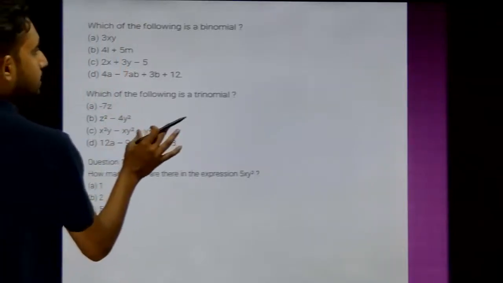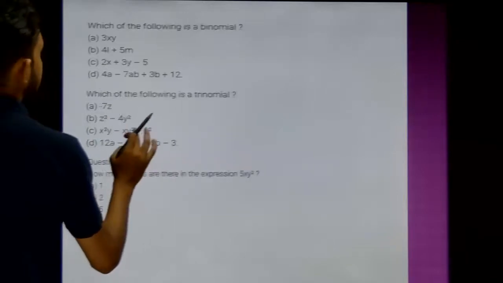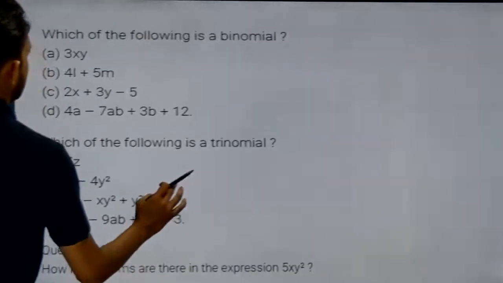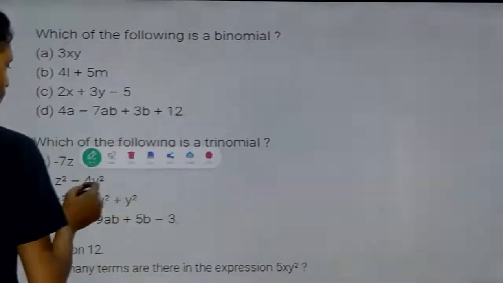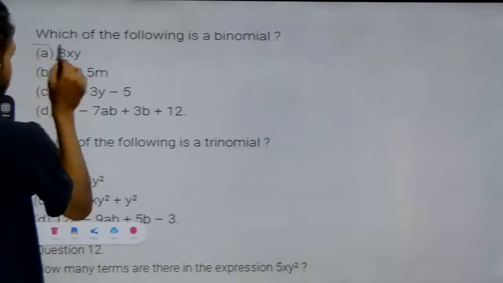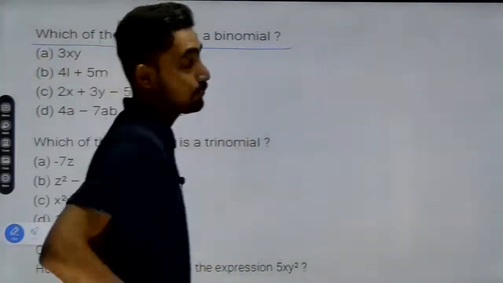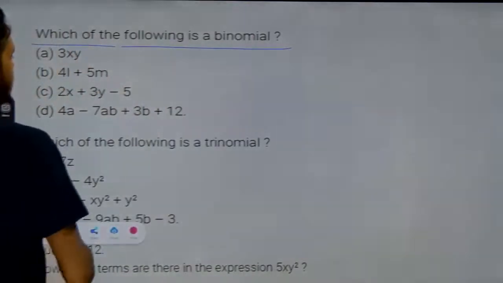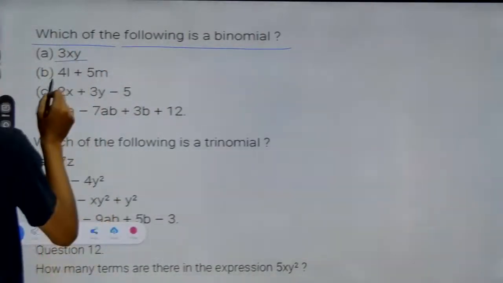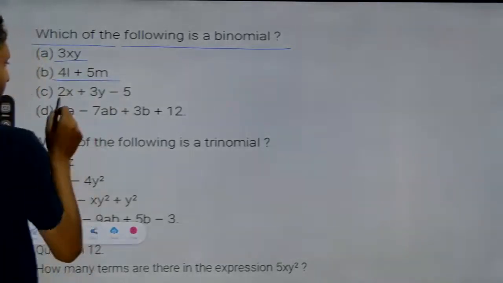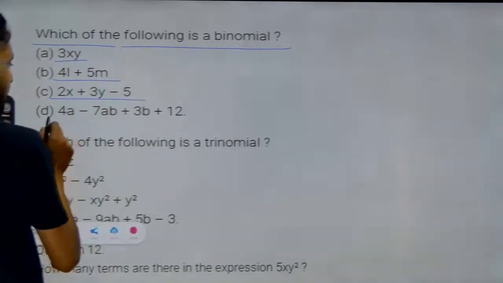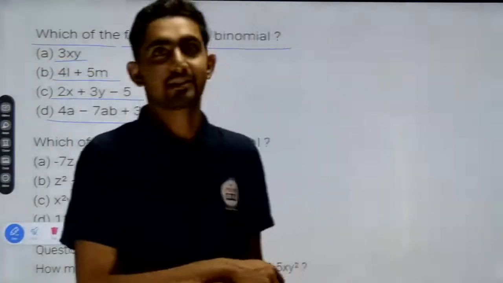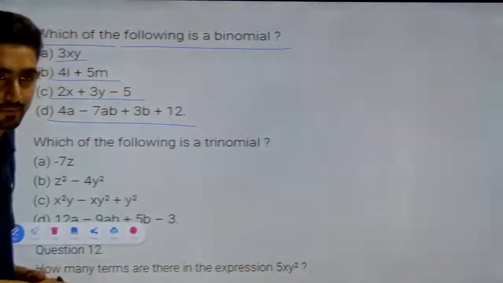Okay, so that is your next question. Let's see, all of you. Just wait. Okay, see here, all of you. This question says, which of the following is a binomial? Which of the following is a binomial? Now tell me students: 3xy, 4l plus 5m, 2x plus 3y minus 5, and 4a minus 7ab plus 3b plus 12. What is the 100% correct answer?